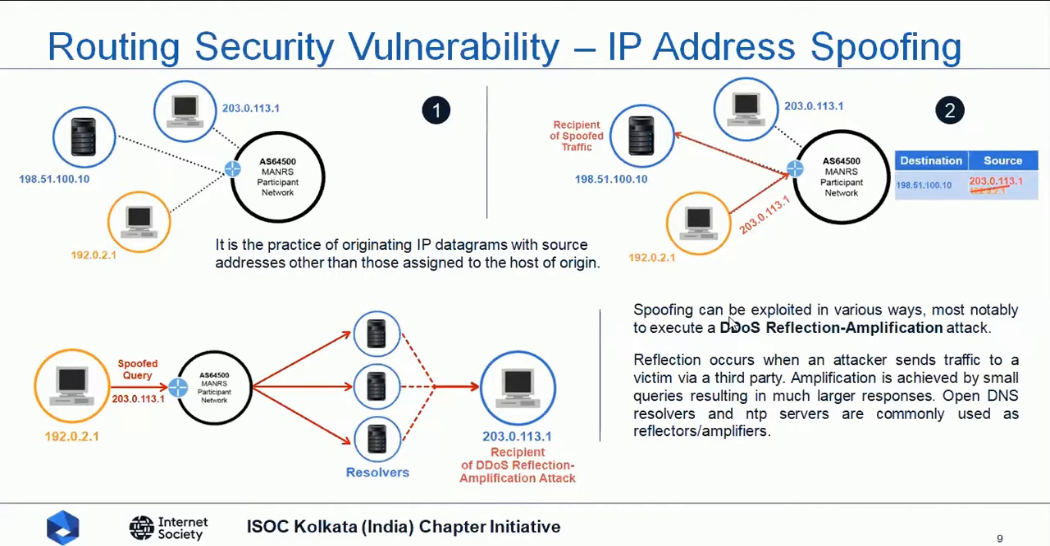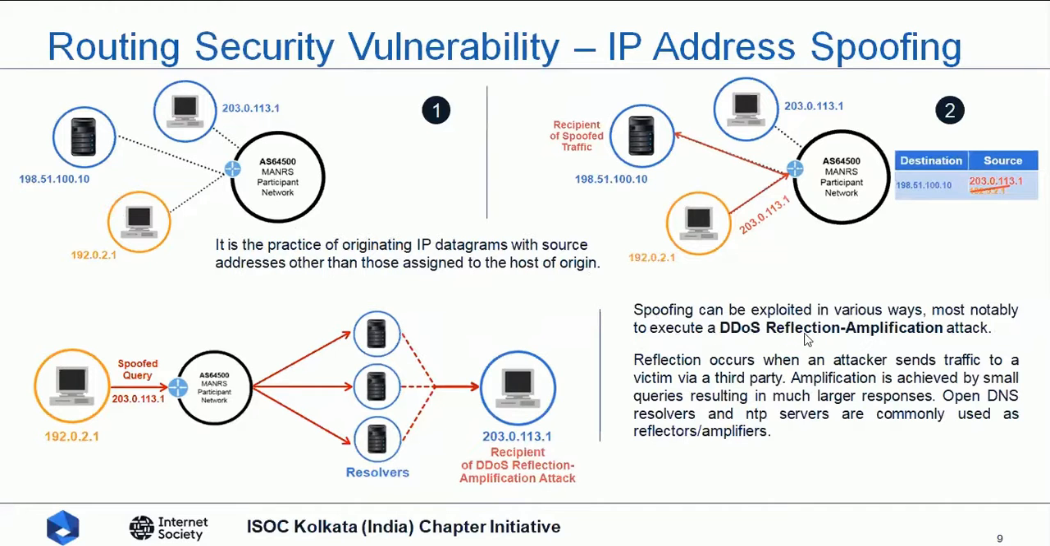Okay, the spoofing can be exploited in various ways, most notably to execute a DDoS reflection amplification attack. So the problem is this address, 192.0.2.1, is not shown as the source. It is the source, but it is actually showing as 203.0.113.1, which is the wrong one.